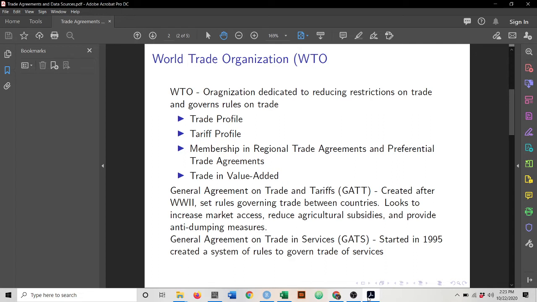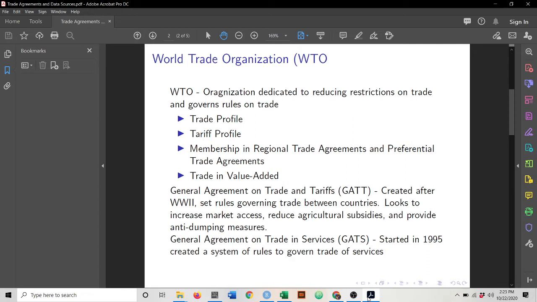CIA World Factbook, go there first, get some good information. And then the next place I would go to is the World Trade Organization site. The World Trade Organization is kind of a unique group. Essentially what they're designed to do is create trade liberalization. They want to make trade as free as possible. They are the governing body that rules on trade disputes between countries. Essentially, they come up with treaties to help formulate trade.